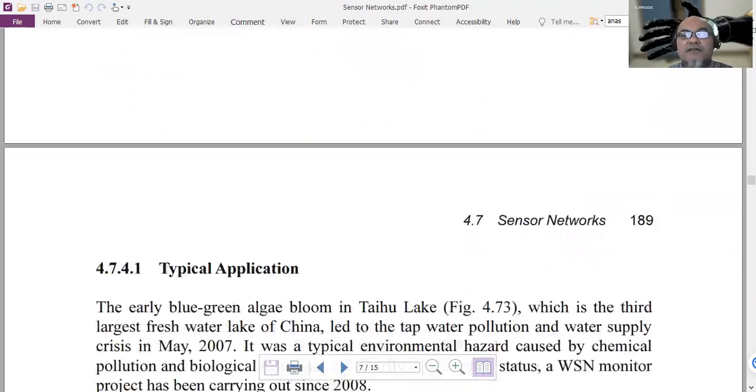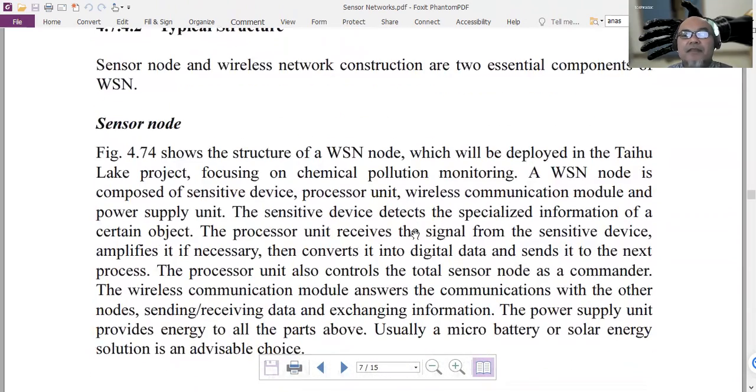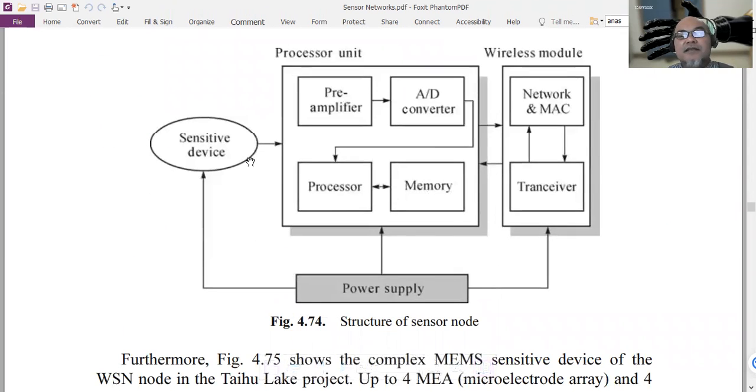The wireless sensor network, WSN, can be used, for example. This is one sensor node, and what components it contains: a sensing device, amplifier, analog-to-digital converter, processor, and memory. And then it will send to the wireless module. This is what James, your senior, made. And currently, Daniel is also making a similar sensor node for MMG, mechanomyography.